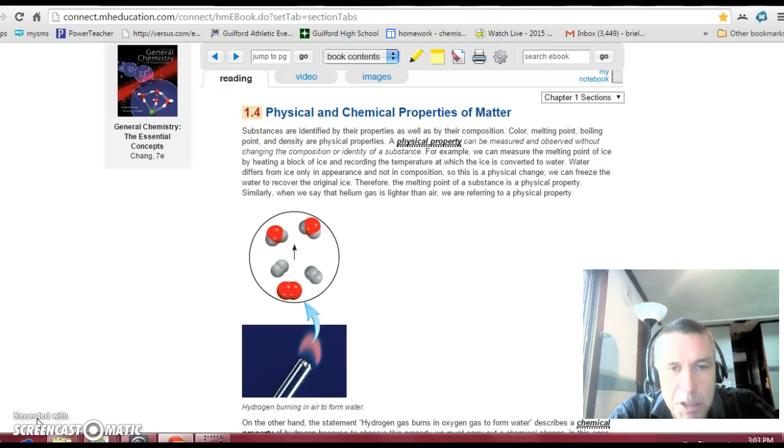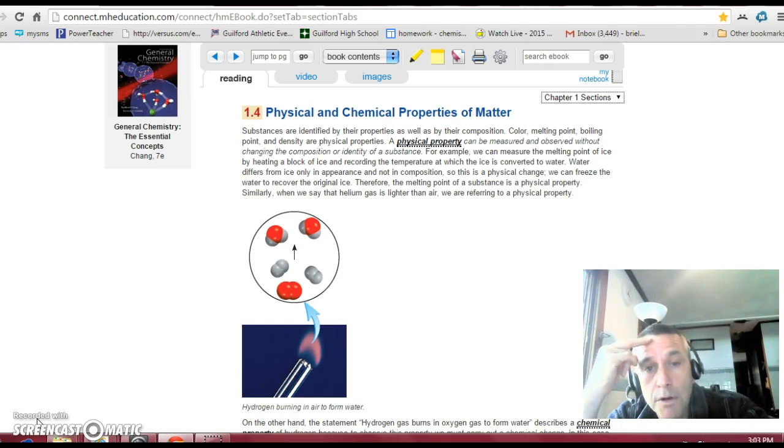Okay, hi, this is section 1.4, Physical and Chemical Properties of Matter. We'll also consider intensive versus extensive properties. Substances are identified by their properties as well as their composition. Color, melting point, boiling point, and density are physical properties. By that we mean they can be measured and observed without changing the composition or identity of a substance.